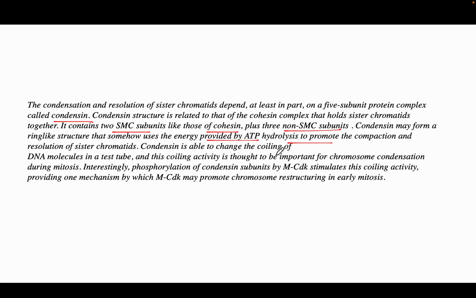Condensin is able to change the coiling of DNA molecules in a test tube, and this coiling activity is thought to be important for chromosome condensation during mitosis. And interestingly, phosphorylation of condensin subunits by mCDK stimulates this coiling activity, providing one mechanism by which mCDK may promote chromosome restructuring in early mitosis.